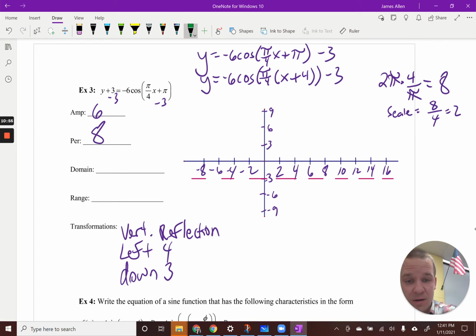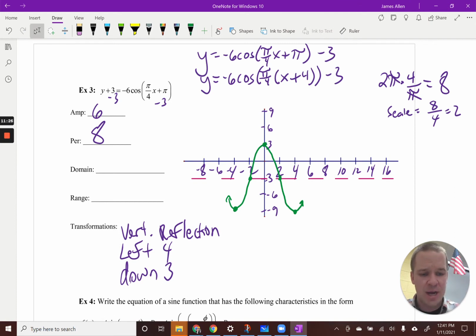So that means I'm going to start right there. And when I say start, that's where we're starting our graph, right? That's not where the actual cosine graph starts because it doesn't really have a starting point. And now I can go up to the midline and then 6 above it and then back to the midline and then 6 below it. So that would be the 1 full period of our cosine function.